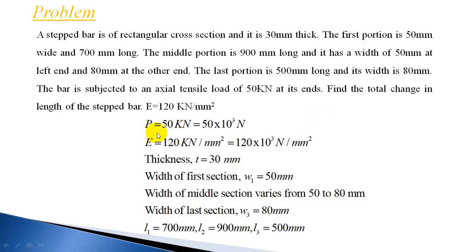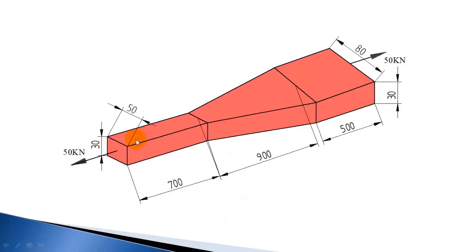Let us tabulate the data. The load is 50 kilonewton or 50 into 10 raised to 3 Newton. Young's modulus is 120 kilonewton per mm square or 120 into 10 raised to 3 Newton per mm square. Thickness is 30 mm. Width of the first section is 50 mm. Width of the middle section varies from 50 to 80 mm. Width of the last section is 80 mm. Length of the 3 sections: 700 mm for the first section, 900 mm for the second section, and the last section length is 500 mm. Now this is a 3D view of the bar.